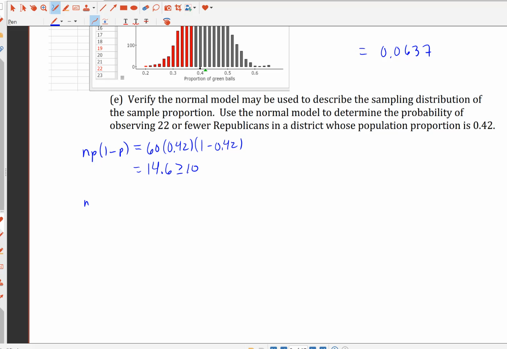And oh, by the way, we need our sample size to be no more than 5% of our population size for the independence requirement. We built our population with 10 million people, 10 million balls, so for sure 60 is no more than 5% of 10 million. And we have our randomness requirement satisfied. We randomly selected the 60 balls, just like we would randomly select the 60 voters.